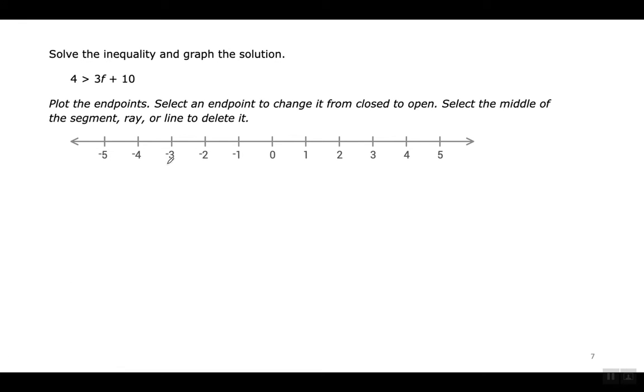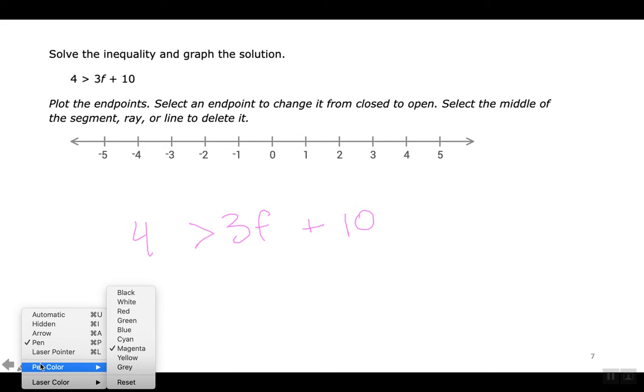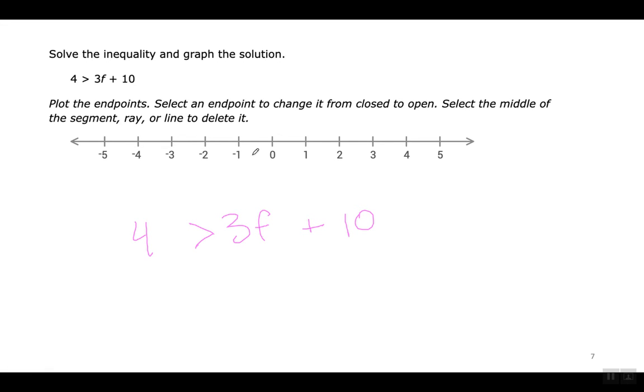This one's also easy. You want to get the variable f by itself. So the number that's with the variable, I'm going to move last. The first thing I'm going to move is that plus 10 by doing the opposite of plus 10, which is subtract 10 from both sides.